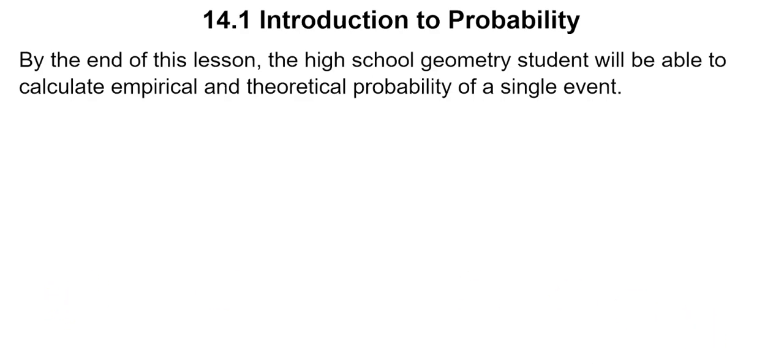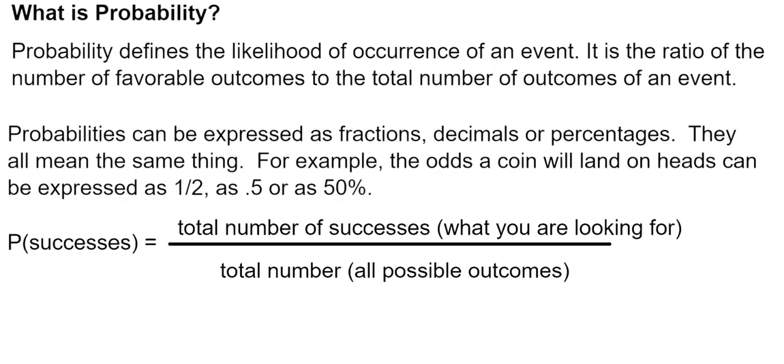Alrighty, everybody. In this video, we are going to talk about probability, how to find probability in general, and then we're going to talk about theoretical and empirical probabilities, what's the difference, and how to find each one. So probability is the likelihood of an occurrence.